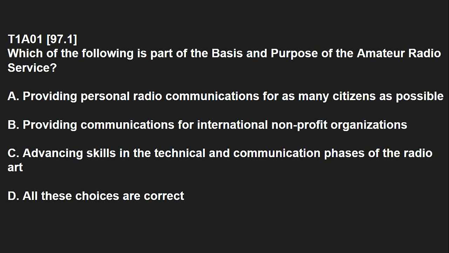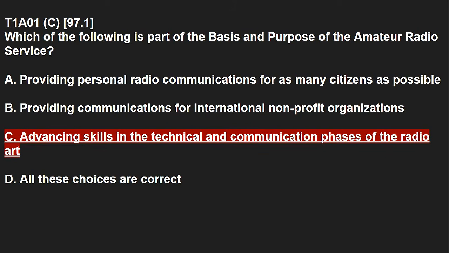T1A01 says, which of the following is part of the basis and the purpose of amateur radio service? Correct answer is C, advancing skills in the technical communication phases of the radio art. Now keep in mind that when you take your amateur radio exam, it's very likely that it will not be C, but it will be the same correct answer. They can't change the answer, they can just change the order in which it is listed.